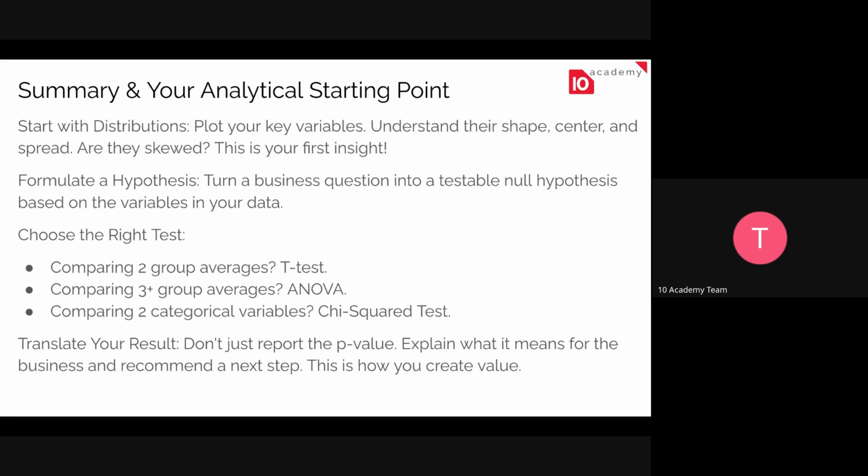Choosing the right test to perform is also crucial. When comparing two averages, it could be the t-test; if you are comparing three or more averages, you can use ANOVA; and if you are comparing two categorical variables, you could use the chi-square test. The last step is translating your results. Do not just report the p-value; explain what it means for the business and give your recommendation for the next step. This is how you create value.